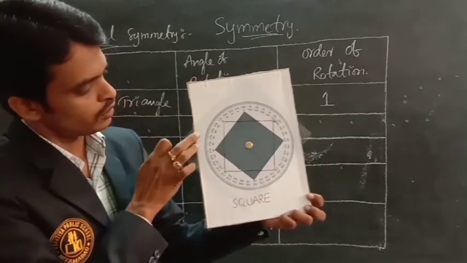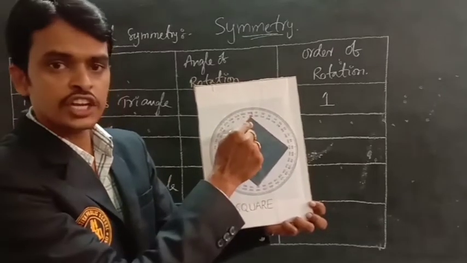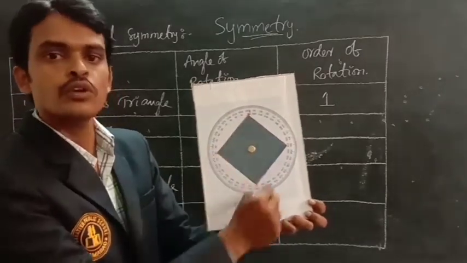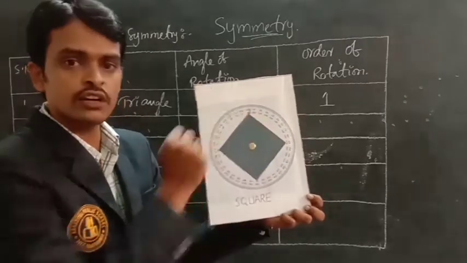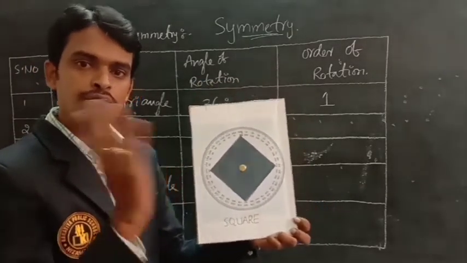Again rotate for further rotation. Yes, at 360 degrees it came to its original position. This is order of rotation 4. Then the square has an order of rotation 4.